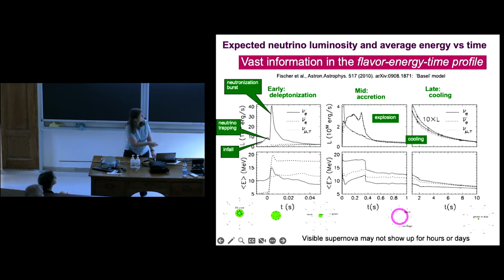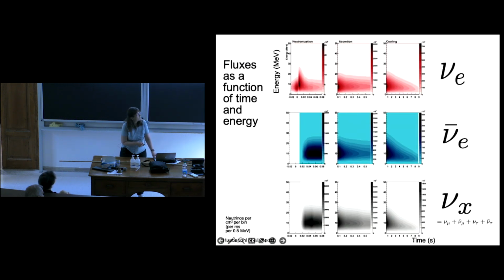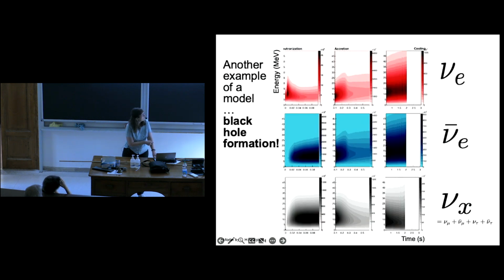And there's enormous information here about what is actually happening in the supernova. The information is in the flavor, energy, and time profile of the neutrinos. And the visible supernova may not show up for hours or days. Here's another visualization of an example model. This is one of the Garching models here with the 3 flavor components: electron neutrinos, antineutrinos, and all the other flavors combined. This is the same 3 time scales as a function of energy, where the intensity tells you the neutrino flux per bin.